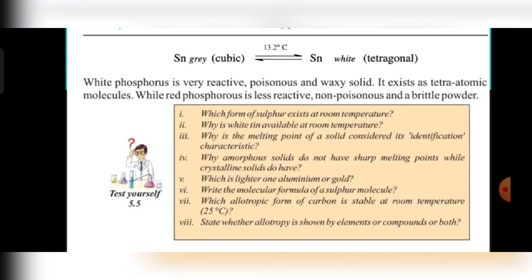Next, another example, tin. Gray tin has a cubic structure, and when we heat it at 13.2 degrees Celsius, it will change into a tetragonal shape. White phosphorus is a very reactive, waxy solid. It exists as tetraatomic molecules, while red phosphorus is less reactive, non-poisonous, and a brittle powder.